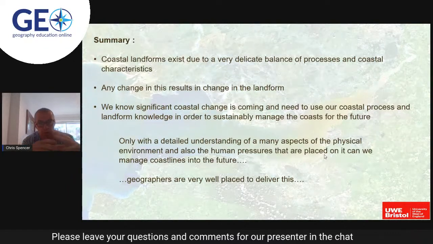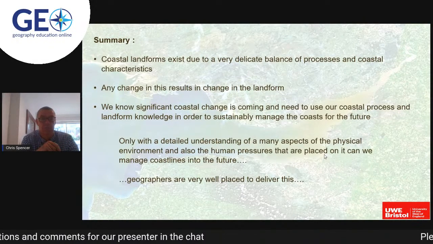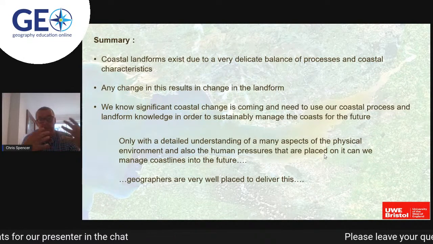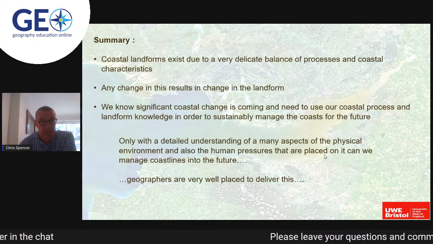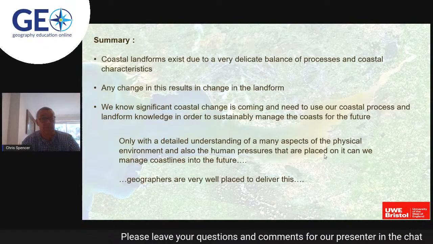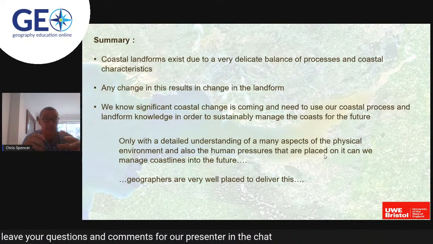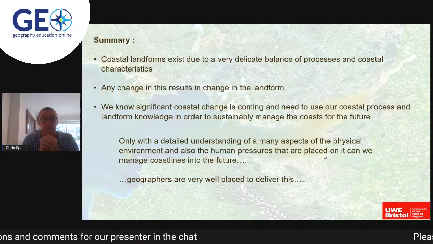So understanding of this whole range of different physical environments, but also the human pressures put on them, the tourism, the things that we're building in the coastal zone, like nuclear power stations and seawalls. Only by bringing together that physical environment understanding and an understanding of the human pressures are we going to be able to manage our coastlines off into the future.